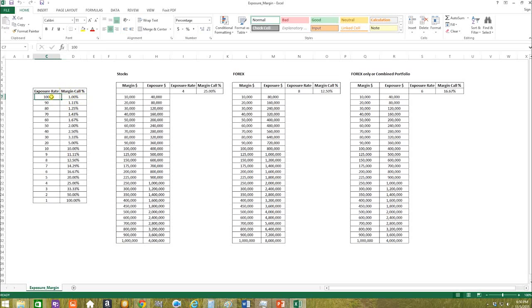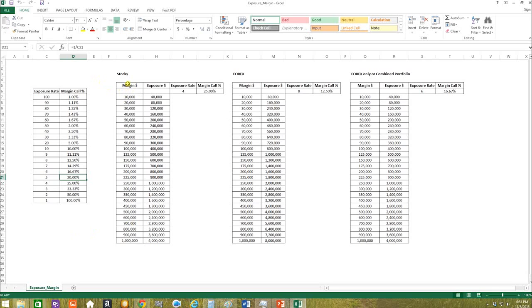So if a broker is advertising to you that you can get 100 times leverage on any product, so this doesn't have to be Forex, then they're basically telling you you're going to receive a margin call if you lose 1%, assuming that you take all the leverage and go up to your maximum exposure. And again, if we scroll down to the bottom here, if you choose your exposure rate to be, say, 5 times, you're going to receive a margin call if you lose 20%.